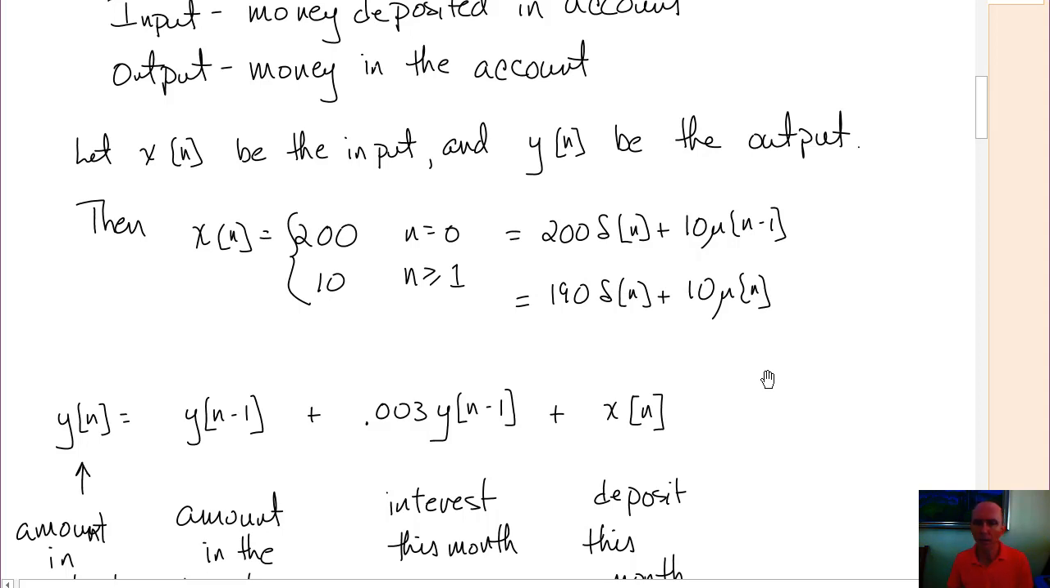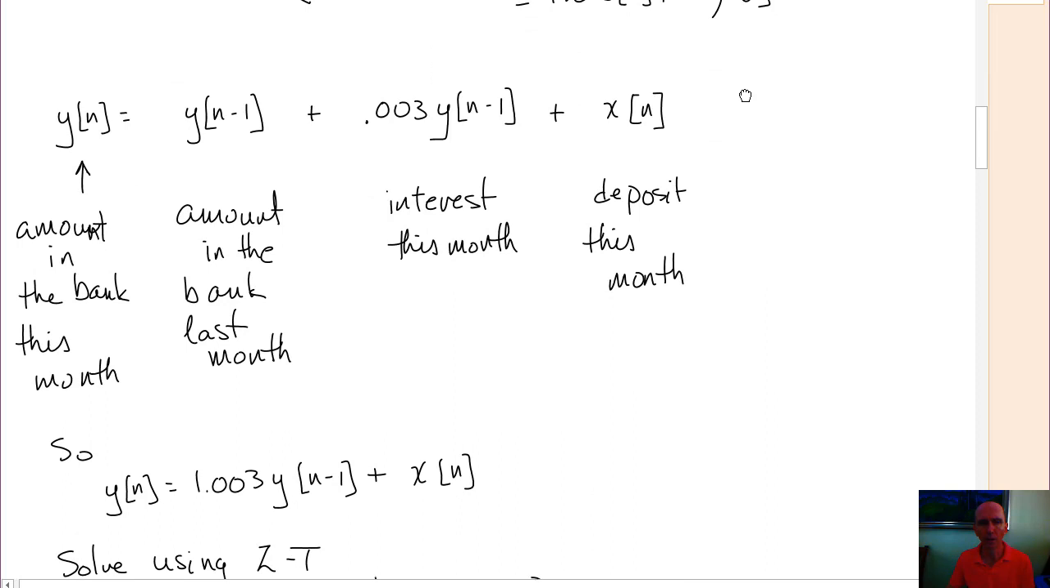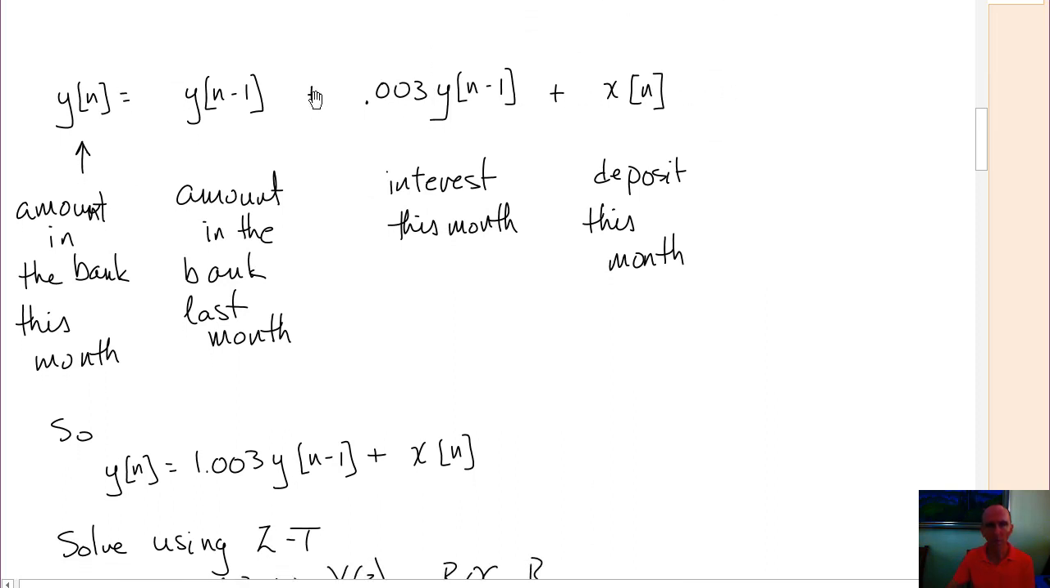Now let's write our difference equation that describes our system. How much do we have in any given month in the account? Well, the amount I have this month is the amount I had last month, because we're not taking out any money, plus the interest that it's accumulated, plus whatever we deposit new in the account. So what we have this month is what we had last month, plus the interest, plus the amount deposited this month. This is how we write it out.